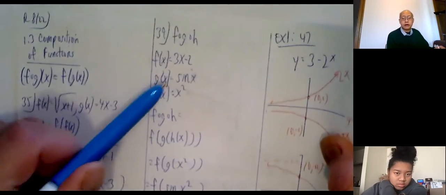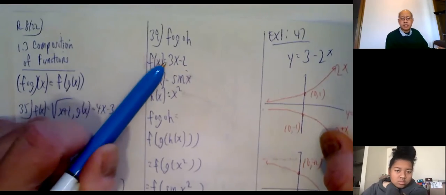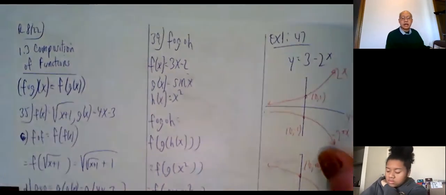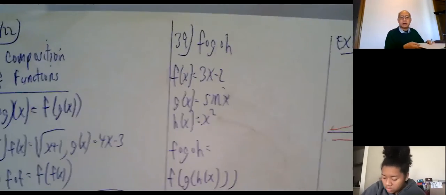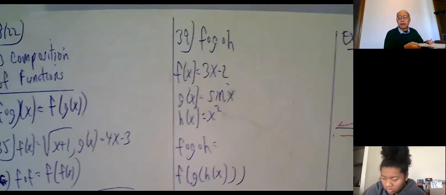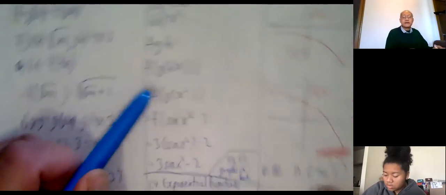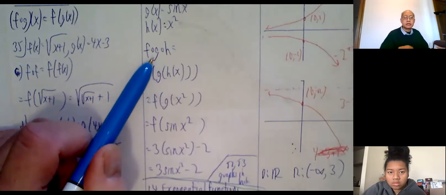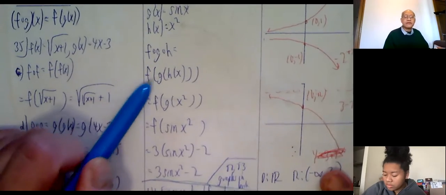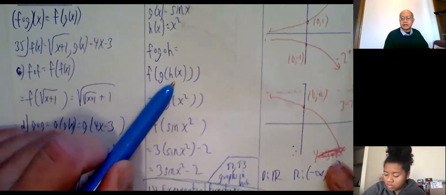Okay, so here are the 3 functions from the text. F of x is 3x minus 2. G of x is sine x. H of x is x squared. Let me raise it up again. Anytime I raise it up, I can't hold it that long. All right, F circle G circle H. It means F of G of H of x.